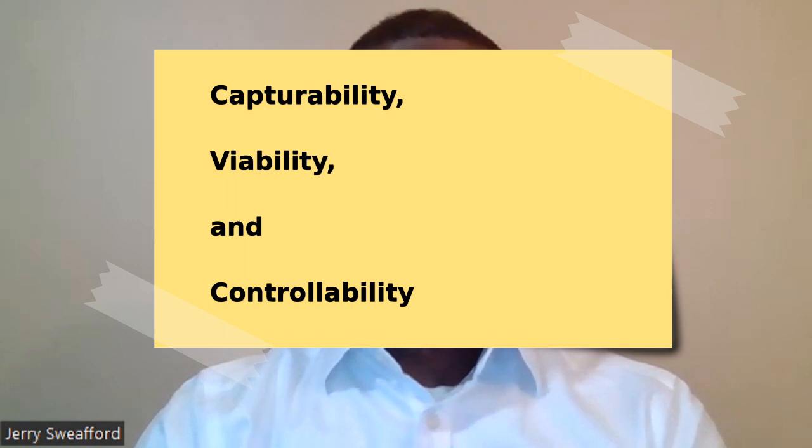capturability, viability, and controllability. According to the paper Capture Point, A Step Toward Humanoid Push Recovery by Pratt and others, a capture point can be described as a point on the ground at which a biped can place its foot to come to a complete stop. Using simple models, such as the linear inverted pendulum model, one can compute such points and bring the center of mass to a stop by stepping on one of them.